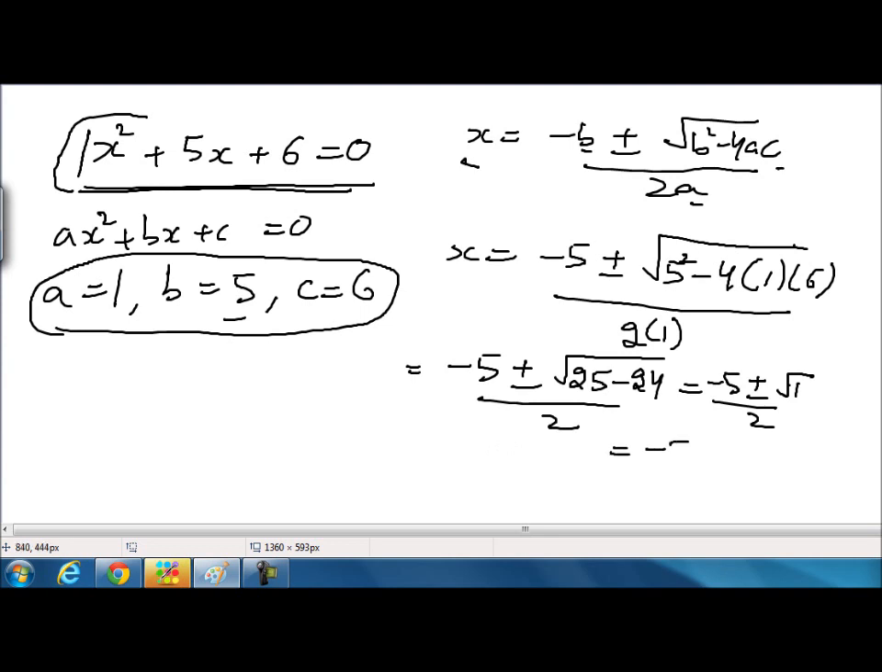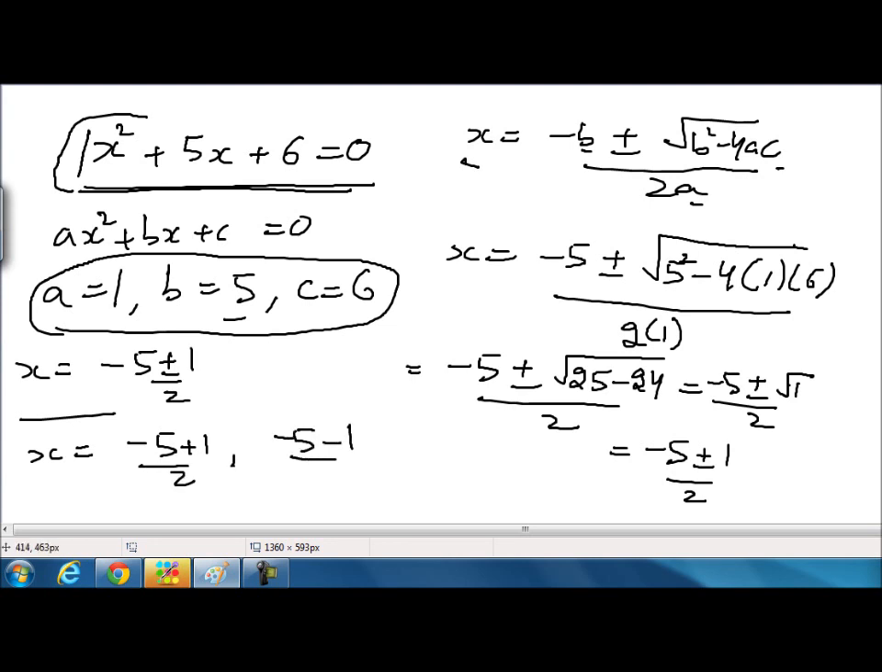So it's equal to minus 5, and under root of 1 is 1, so it's plus minus 1, divided by 2. So we get x is equal to minus 5 plus minus 1 by 2. From here we can say that x is equal to minus 5 plus 1 divided by 2, and x is also equal to minus 5 minus 1 by 2. In one case we have considered the positive sign, and in the other case the negative sign. So x becomes equal to minus 5 plus 1, which is minus 4, divided by 2, which is minus 2, and here we get x is equal to minus 6 divided by 2, which is minus 3.